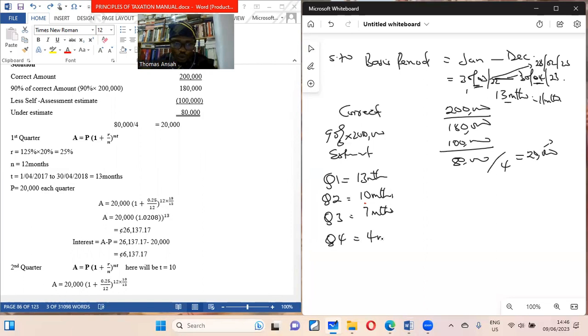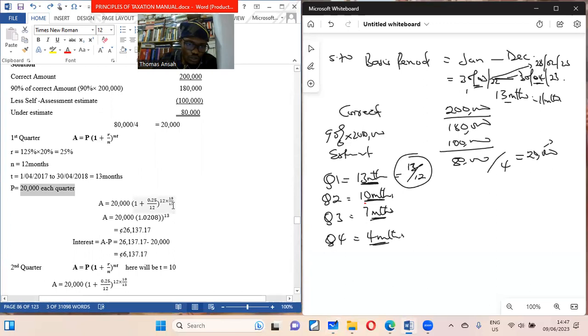Now, so that is what we do here. If you now bring it inside the formula, you have to express this in terms of 12 months. All these things have to be expressed in terms of 12 months. If you want to express this one in terms of 12 months, you have 13 over what? 12, all right? Terms of years. So you see here, this one actually cancels this one out. So you raise to the power NT. So the N is expressed in terms of 12 months.